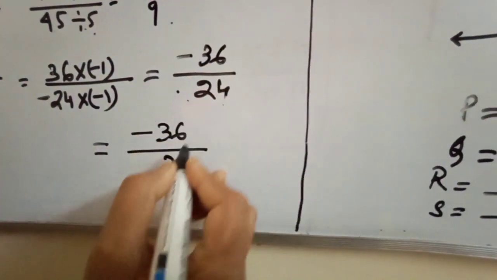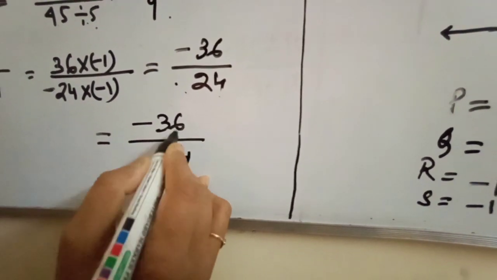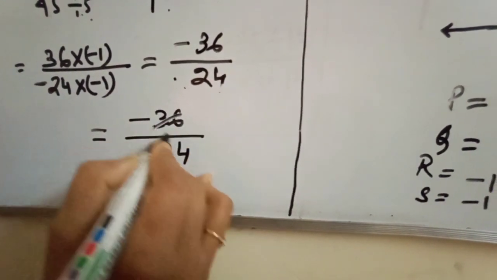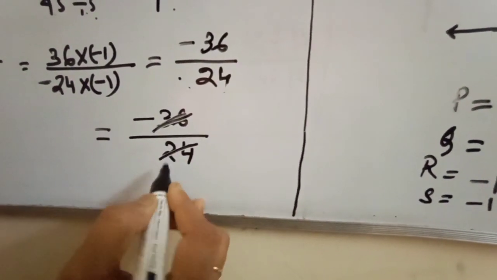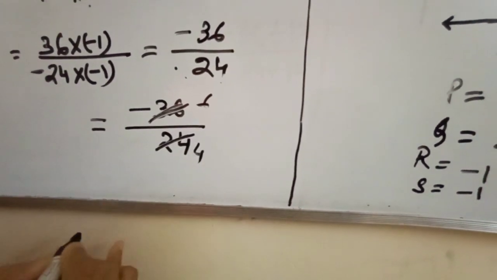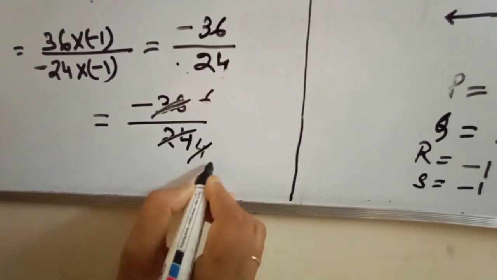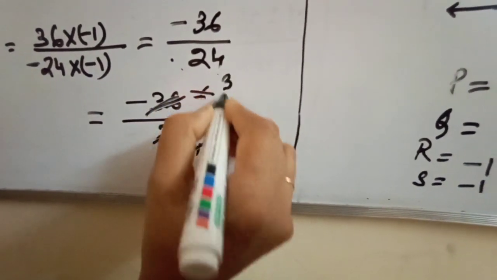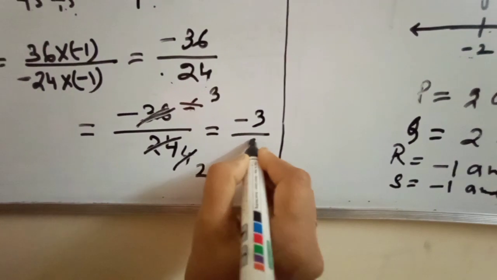Now cancel. Both numbers are even, so you can divide both by 6. 6 6s are 36, 6 4s are 24. Again, both are even numbers, so I can divide by 2. 2 2s are 4, 2 3s are 6. So our answer is minus 3 by 2.